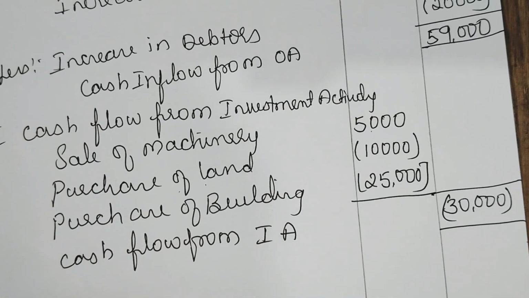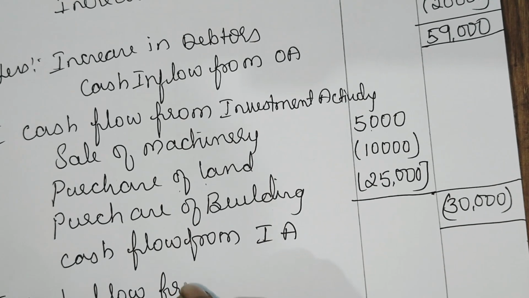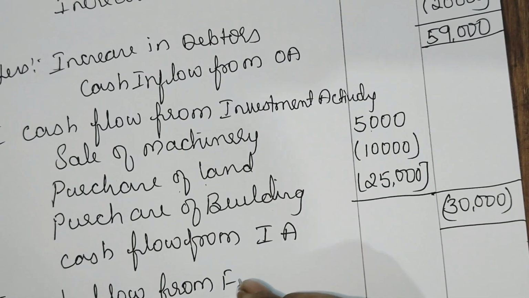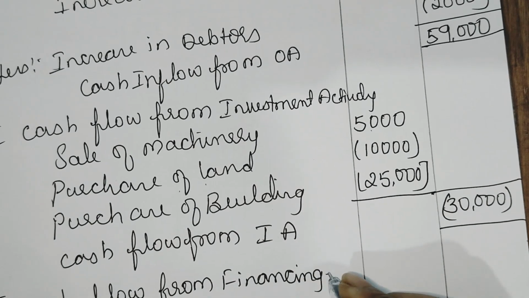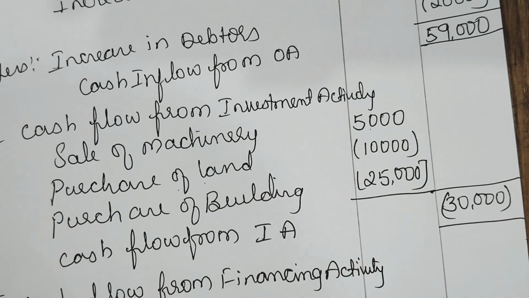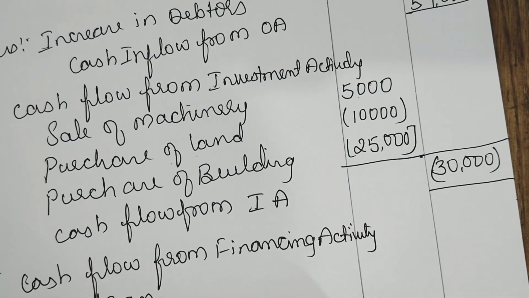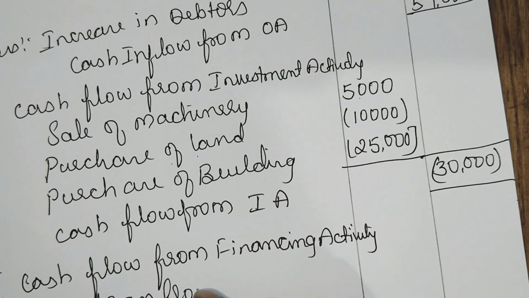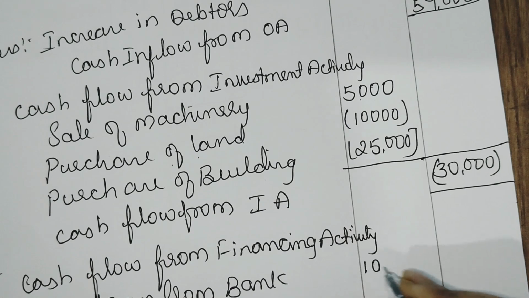Then last activity is cash flow from financing activity. Financing activity other than your current liabilities. Loan from bank is there, it is increased. Loan from bank 10,000.